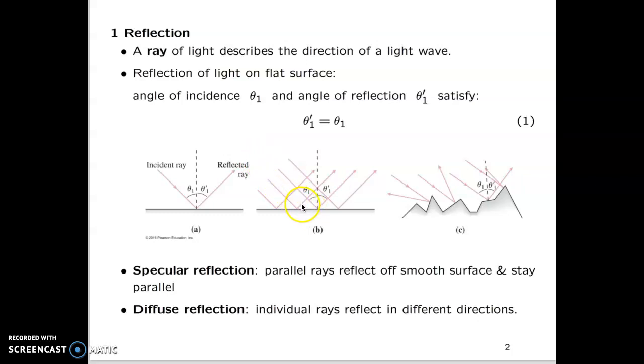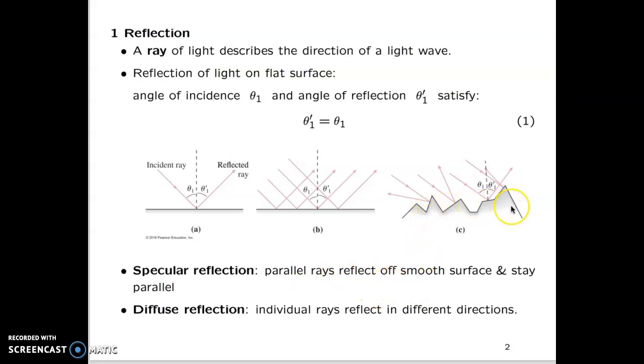If we have many rays of light striking this flat surface, and these rays of light are initially parallel, then because in each case the angle of incidence is equal to the angle of reflection, all these reflected rays will also be parallel. This is the kind of reflection that we care about, and it's called specular reflection. It's when, as we said, parallel rays reflect off a smooth surface and stay parallel.